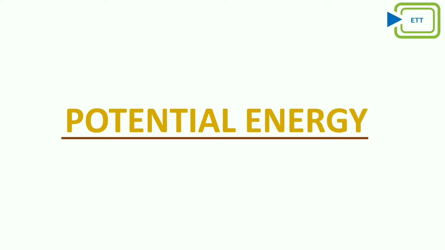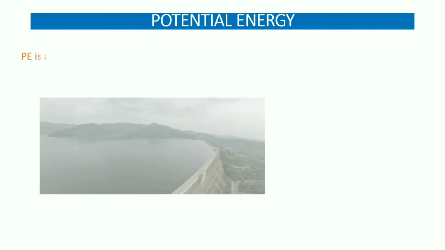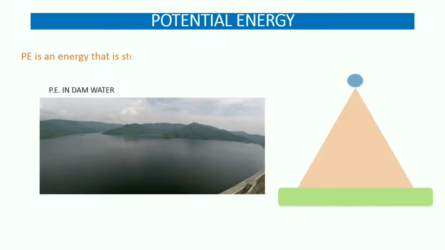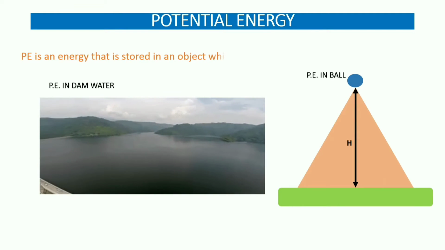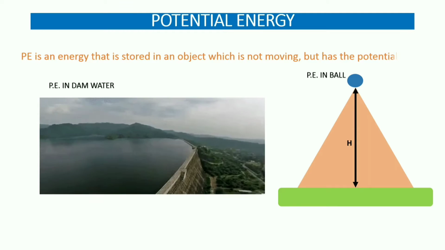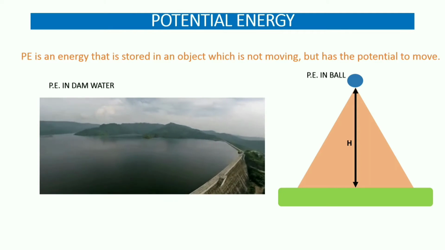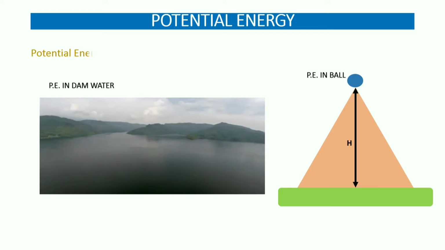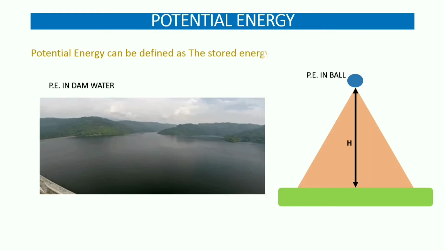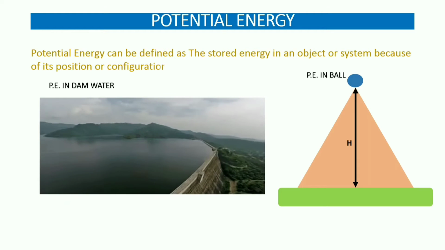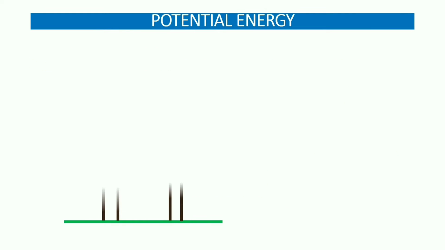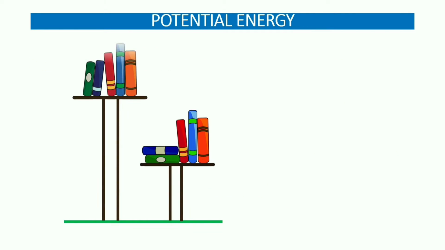Potential energy. Potential energy is energy that is stored in an object which in its current state is not moving, but it has the potential to move, or it can be simply defined as the stored energy in an object or system because of its position or configuration. It is the energy possessed by a body for doing work by virtue of its position.